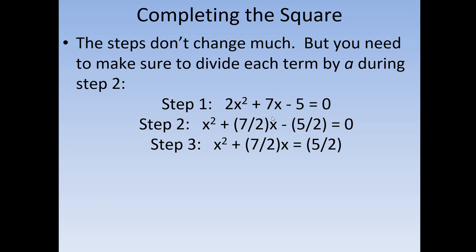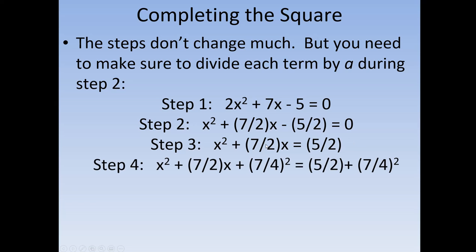Step 3 is the same thing where we take the constant term and move it over to the right side. Since it's -5/2, we're going to add the 5/2 over. Step 4 is the same where we take half of the b term, square it, and then add it to both sides. So here, 7/2, if you half it again, that denominator gets multiplied by 2, so it becomes 7/4. And then we're going to square it and again add it to both sides.